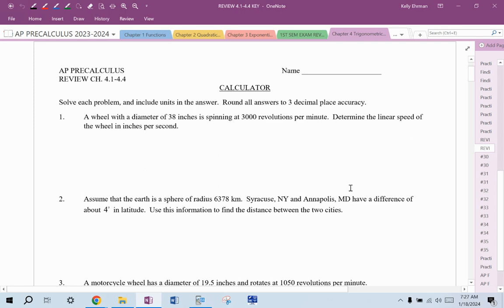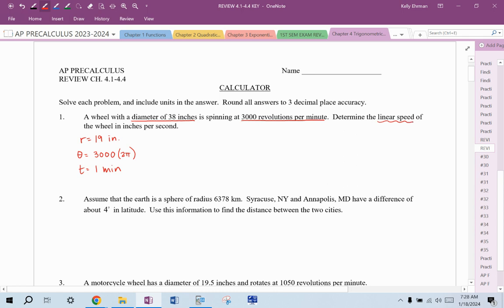This video is just for the calculator part of the review. So starting here, it says a wheel has a diameter of 38 inches. So let's write down radius is 19 inches. The wheel is spinning at 3,000 revolutions per minute. That's related to an angular speed. So theta, if we have 3,000 revolutions, remember that means 3,000 full circles. A full circle in radians is 2 pi. So we'll multiply that by 2 pi. And then the per minute means there's been a time introduced of 1 minute.